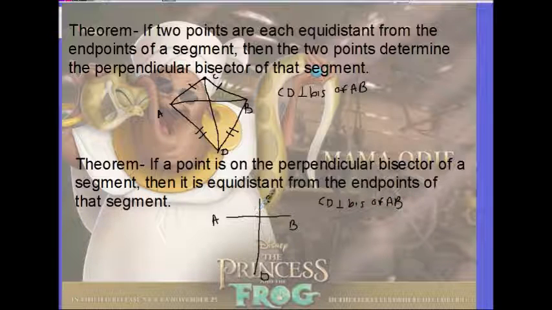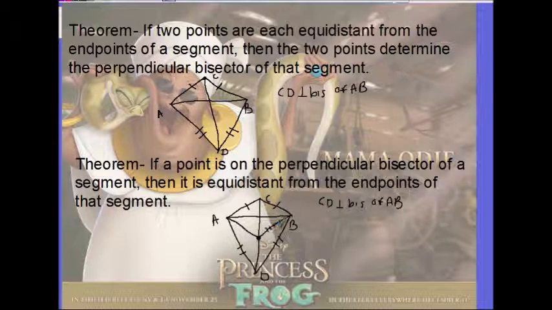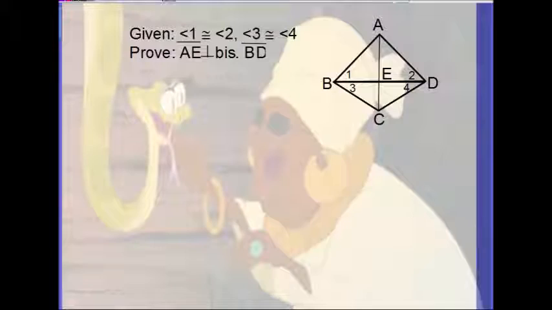What that means is any point on the perpendicular bisector is going to be equidistant from our endpoints, which means C is going to be equidistant from A and B. That means D is going to be equidistant from A and B. And any other point that might fall on this line is also going to be equidistant from A and B. And that's how that theorem is going to work.